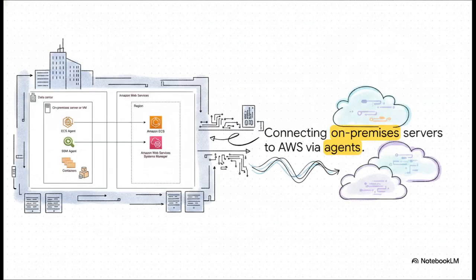That's it. And the kicker? ECS doesn't just live in the cloud anymore. The bridge between your local data center and the AWS cloud is actually built using 2 specific agents, the ECS agent and the Systems Manager, or SSM agent. By running these locally, right alongside your containers, ECS effectively extends its orchestration reach straight into your physical building, kind of like a remote control for your on-prem containers.